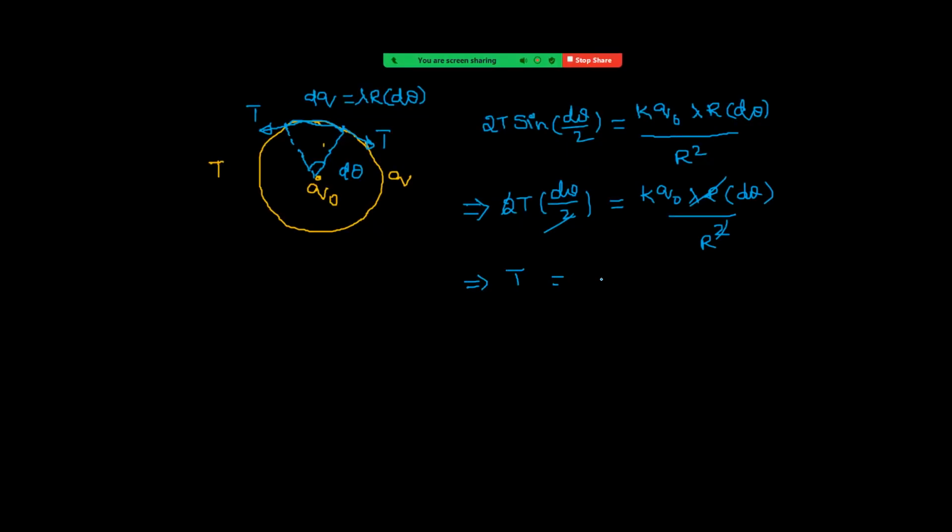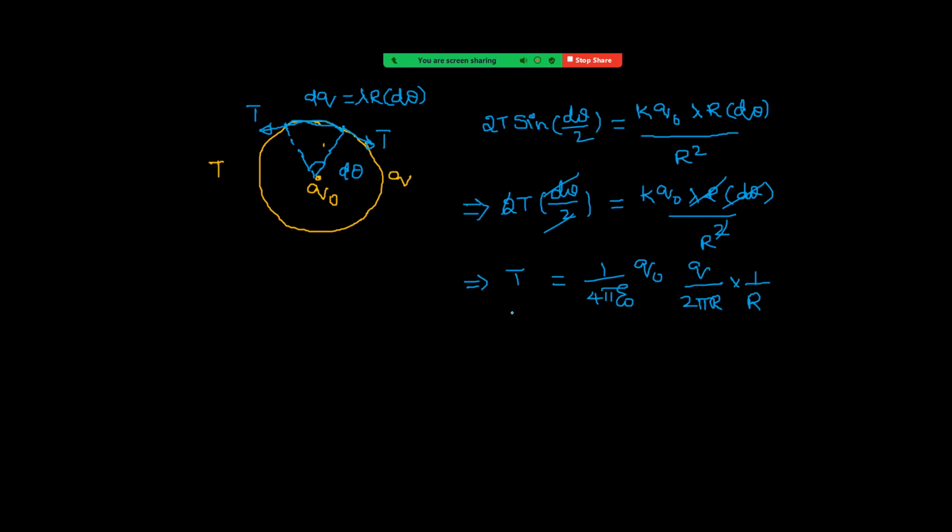Remaining, T equals K Q naught lambda by R, where K means 1 by 4 pi epsilon naught. Lambda means Q by 2 pi R, that is the charge per unit length. So in the place of lambda, Q by 2 pi R, and next 1 by R. This is the final answer.